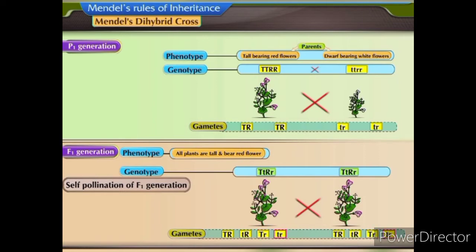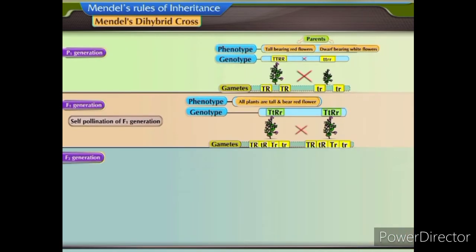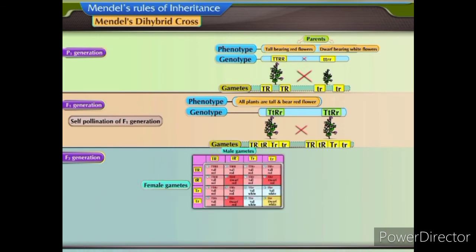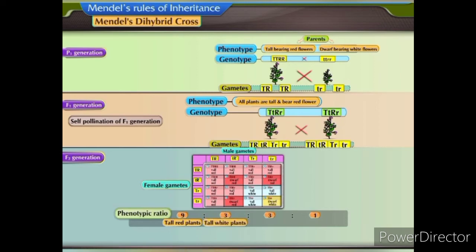Let us now calculate the number of F2 progeny with the help of a Punnett square. The phenotypic ratio obtained from the cross is 9:3:3:1. That is, 9 tall red plants is to 3 tall white plants is to 3 short red plants is to 1 short white plant.